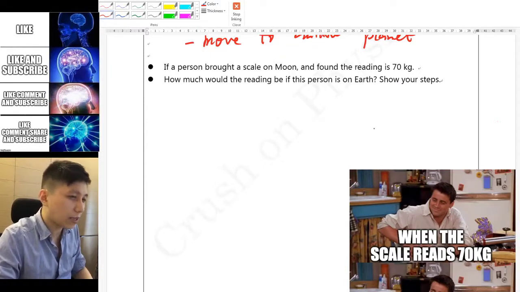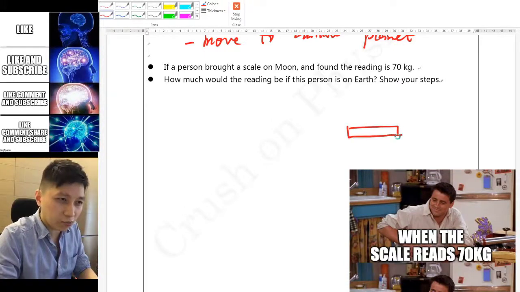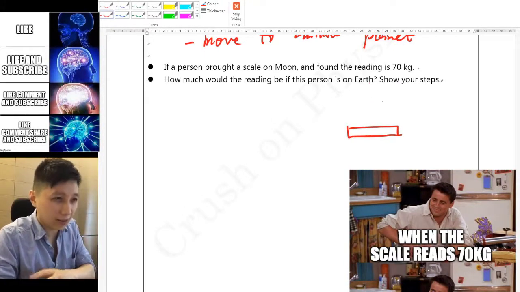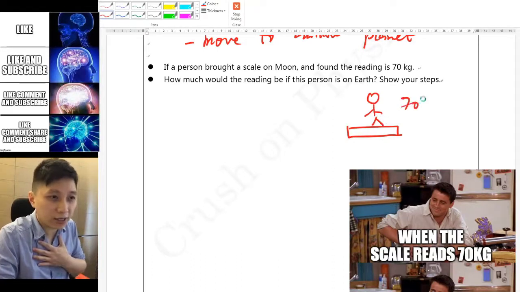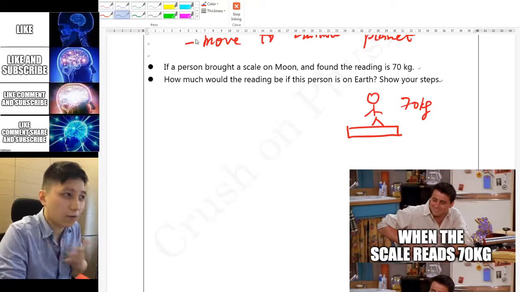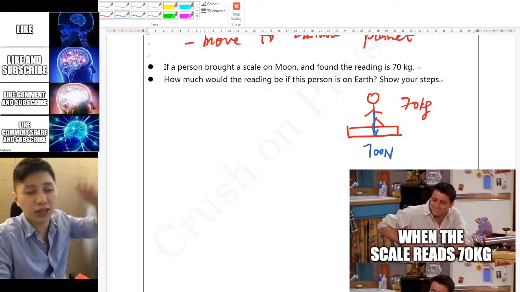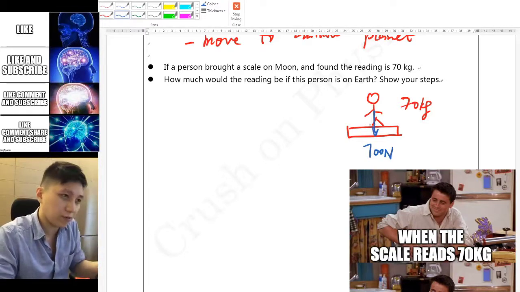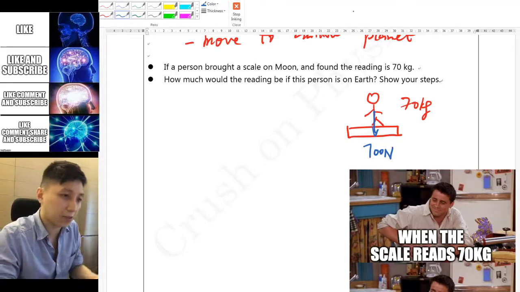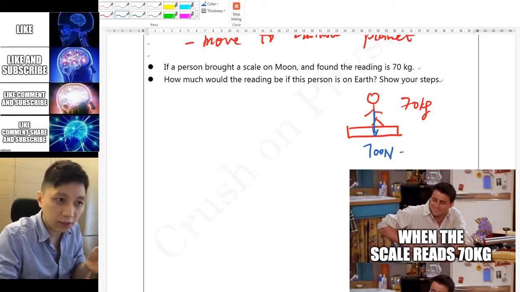The first thing is, how does the scale work? Think about this. The scale doesn't really read your mass. On Earth, if I am really 70 kg, then of course my weight is going to be 700 Newton pushing onto the scale. And of course, if you think about the scale, that's the force it's experiencing. And therefore, internally, by calibration, it will read 70 kg.